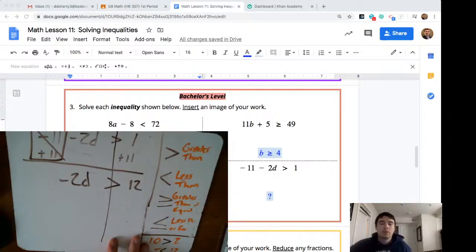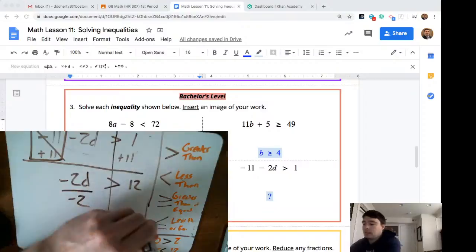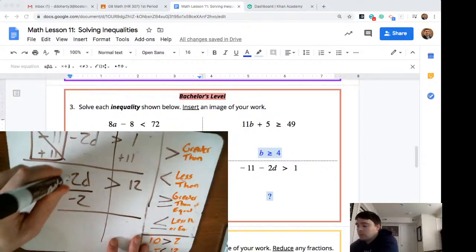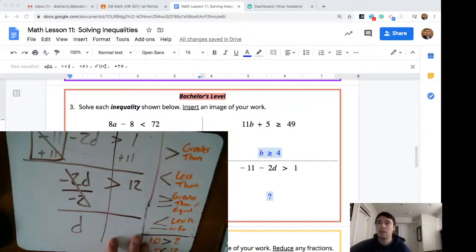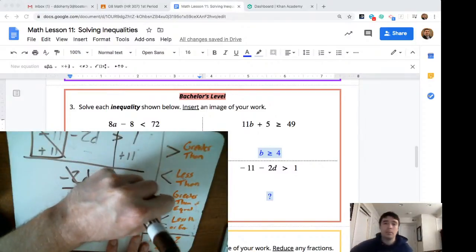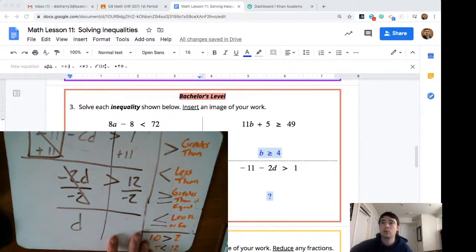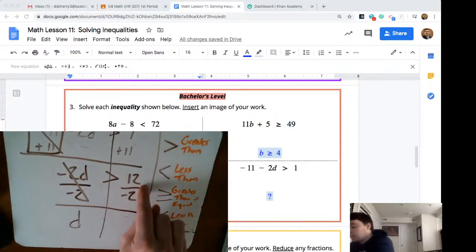Now, we want to get rid of that negative 2. It's multiplied with the variable d, so we're going to go ahead and divide by negative 2. Division is the inverse operation of multiplication. That cancels out the negative 2 that's multiplied with the variable, and that puts d all by itself on the left side. I also need to divide by negative 2 on the right side of the equation to keep the inequality true, to keep it balanced. So 12 divided by negative 2 gives us negative 6.